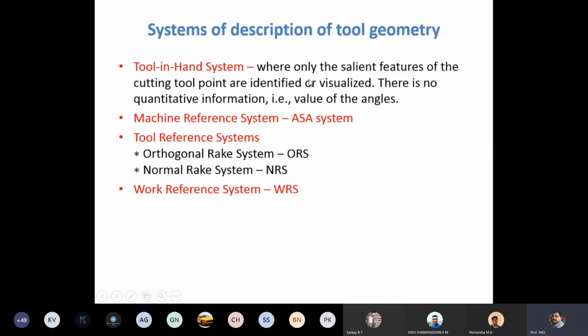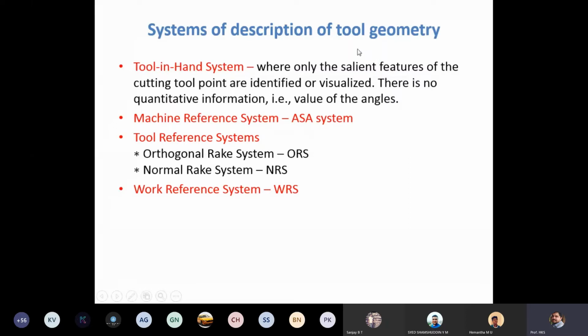Then we are going to consider some of the angles: rake angle, clearance angle, and some cutting angles. Other than that, we are going to consider the cutting edges: major cutting edge and minor cutting edge, or side cutting edge and end cutting edge. So this tool geometry consists of surfaces, cutting edges, and angles. Other than that, we also consider shank and nose. All this constitutes tool geometry.